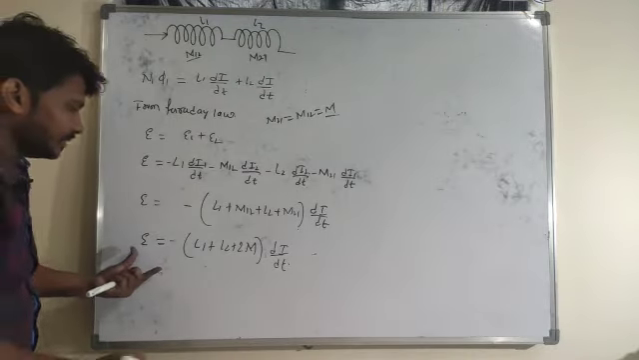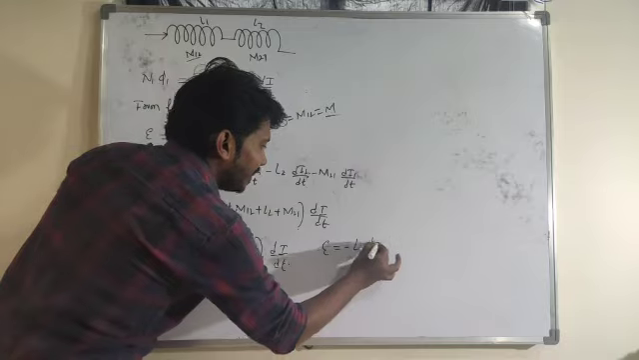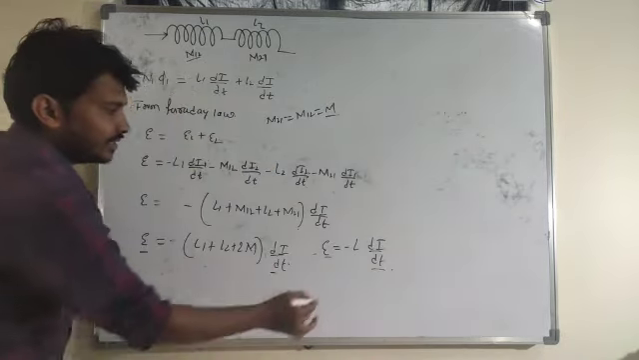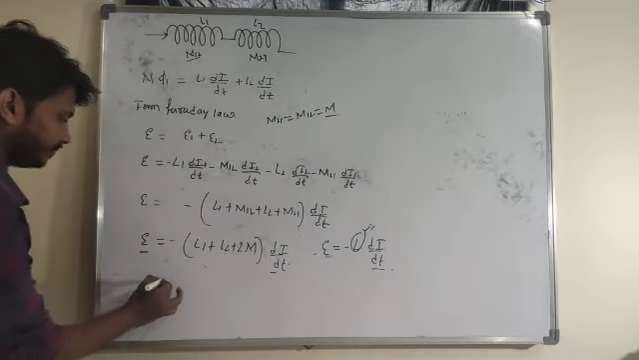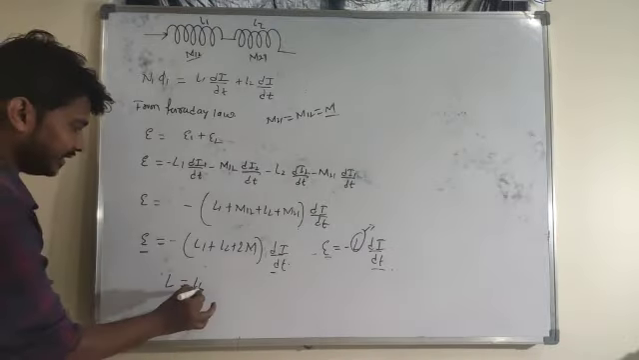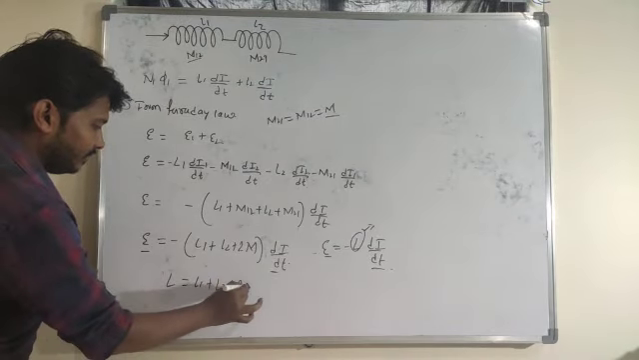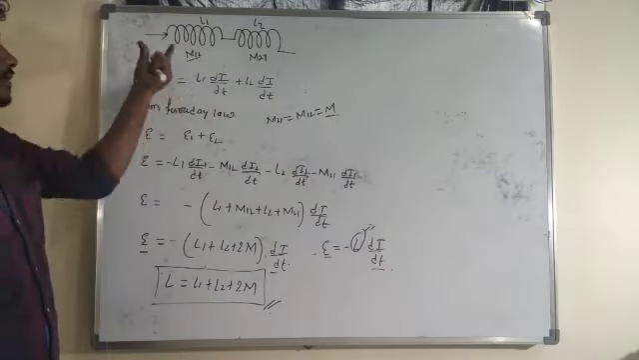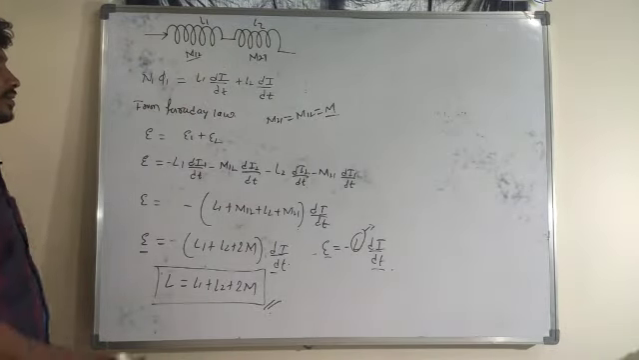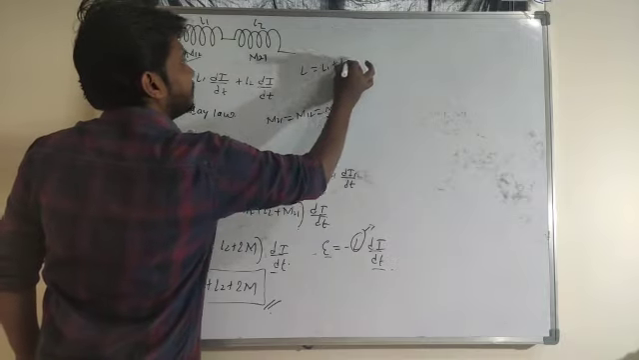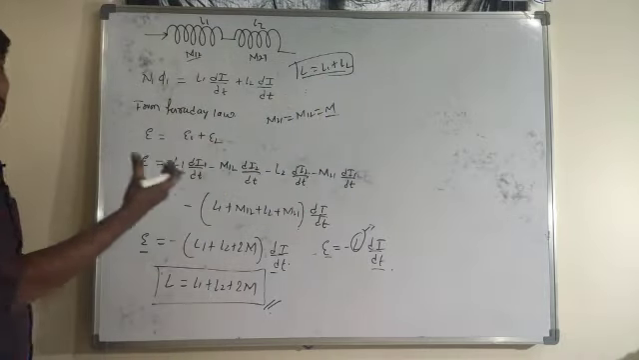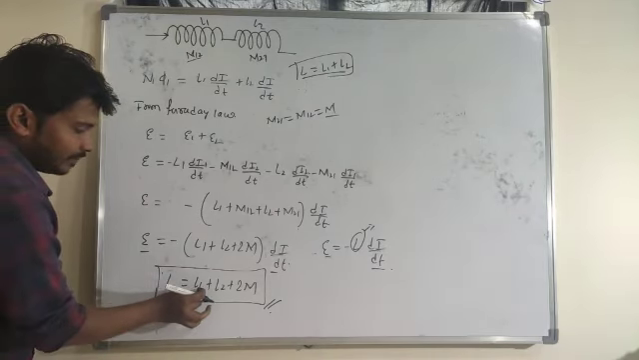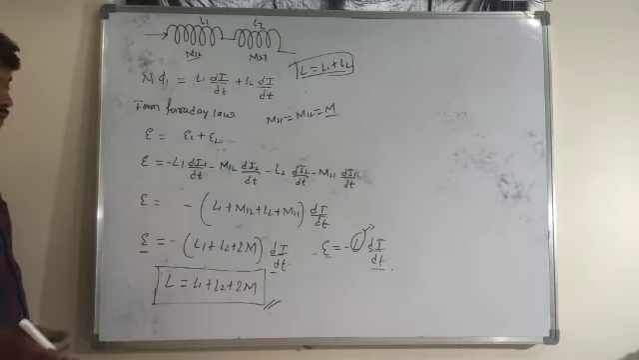So look here. This equation I can compare with E is equal to minus L into di by dt. The E term is there, the di by dt term is there. So wherever L is there, L is equal to L1 plus L2 plus 2 times M. So if these two coils are connected in series combination, the effective self-inductance is L1 plus L2. Along with that, if mutual inductance is also present, then L is equal to L1 plus L2 plus 2 times M here.